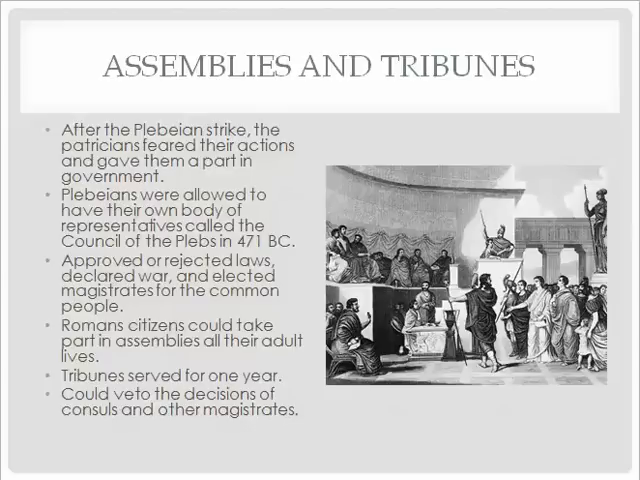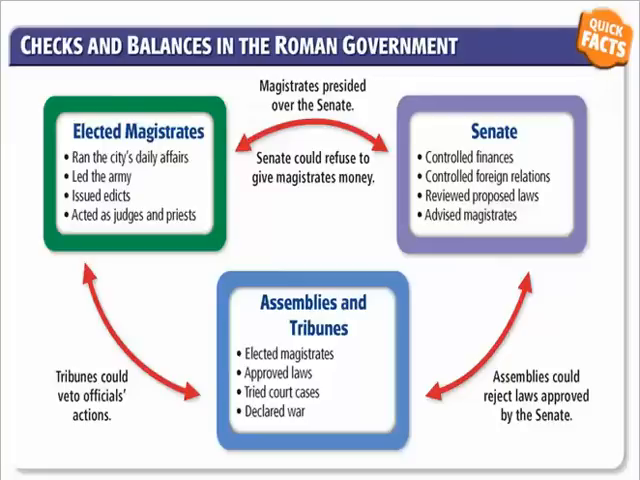So Roman citizens could take part in assemblies all their adult lives. Tribunes served for 1 year, could veto the decisions of consuls and magistrates. Eventually they got powerful and they could say veto to the consul as well, which gave them a place in government, power. So here we just have a quick diagram here.